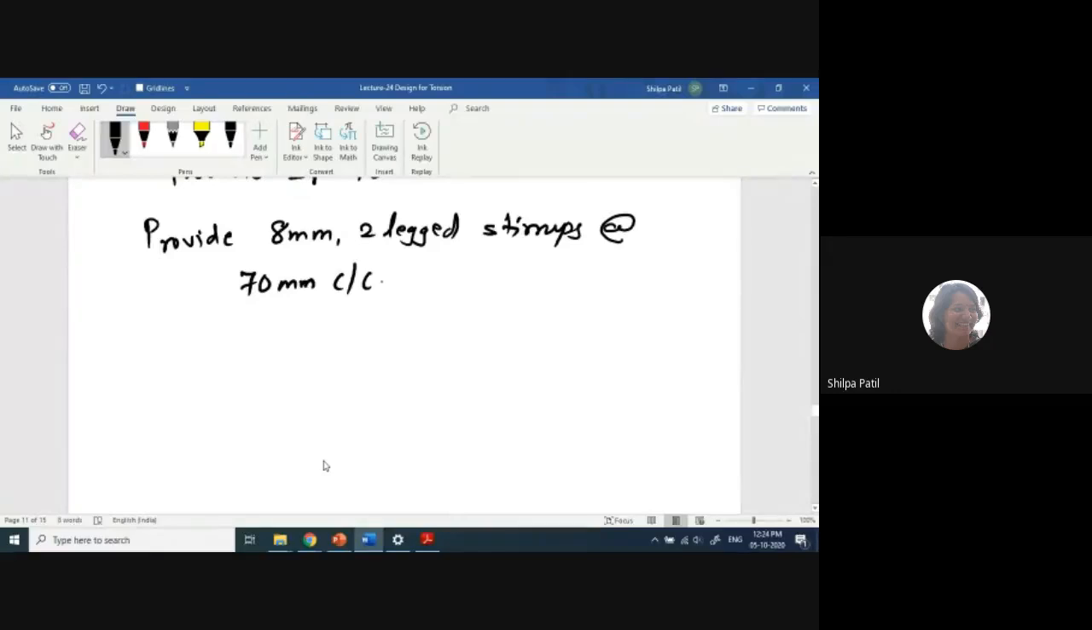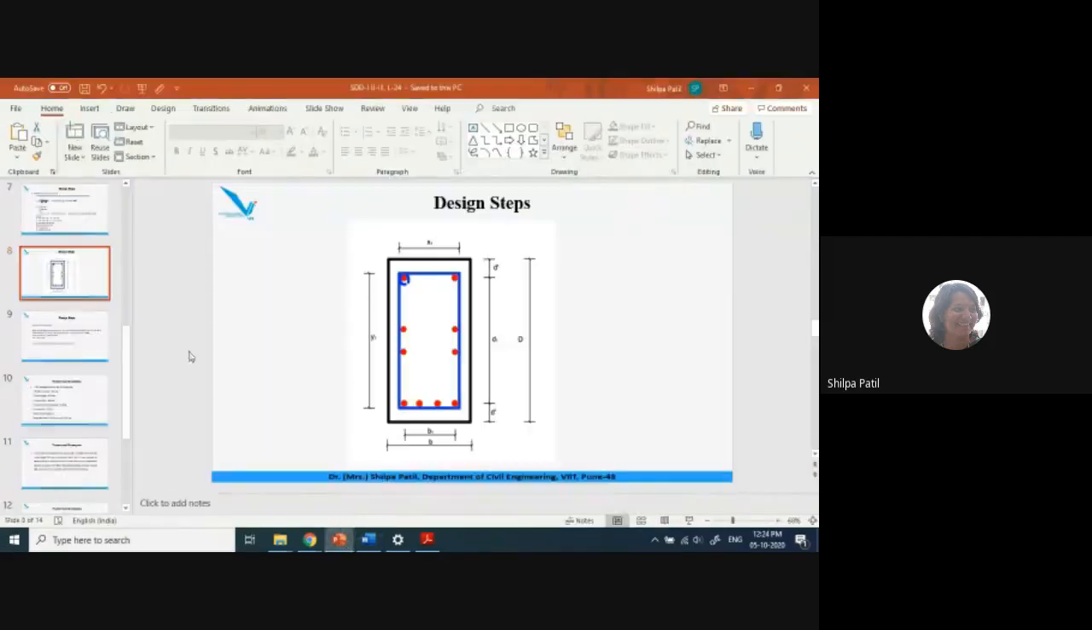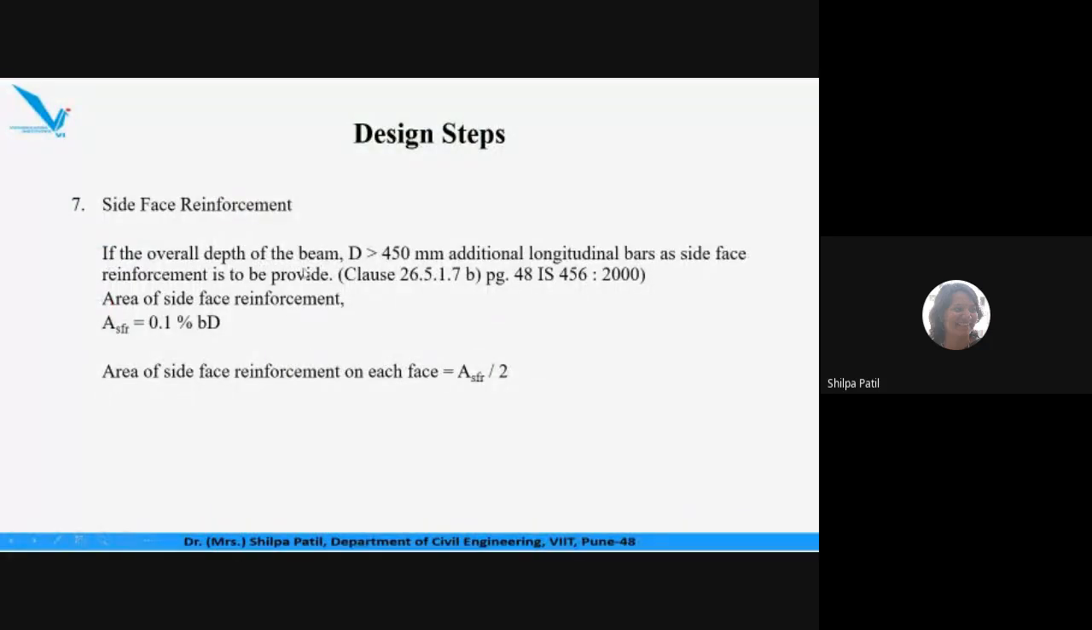Okay. Now one more criterion is there as per the steps, that we have to check for the side face reinforcement, whether it is required or not. And what is the criterion? Side face reinforcement. If the overall depth of the beam is greater than 450 mm. Now what is the overall depth of the beam? 500. So it is greater than 450. It means we need to provide additional longitudinal bars as side face reinforcement with the area equal to 0.1% of the total cross-sectional area.